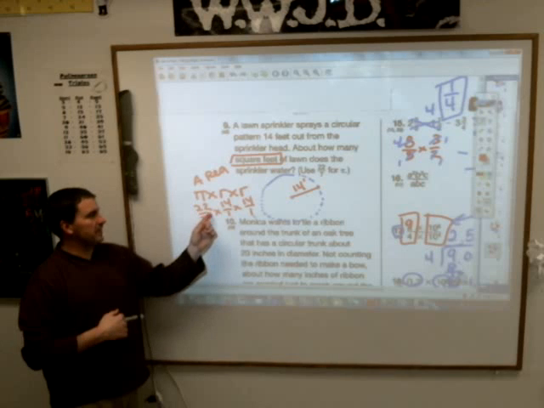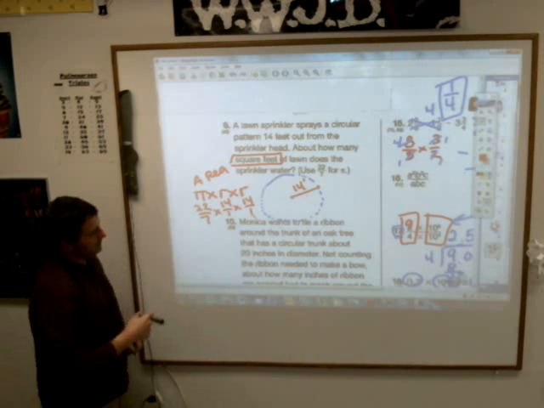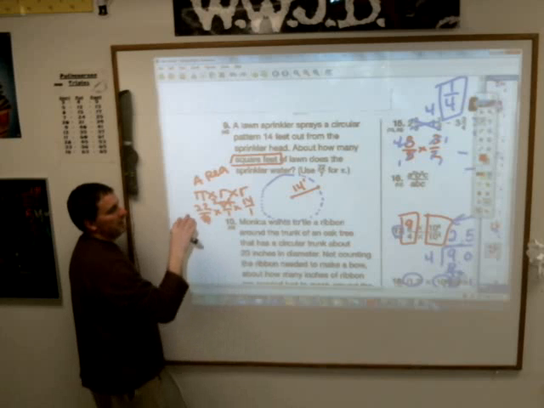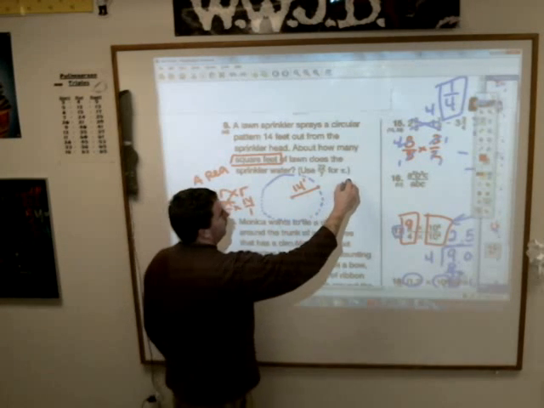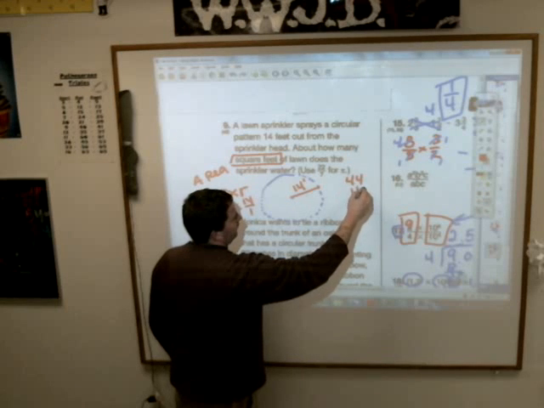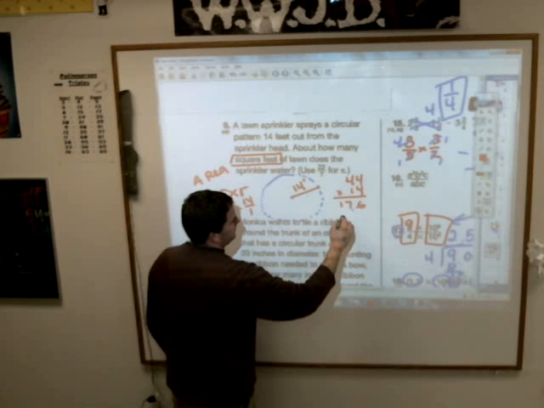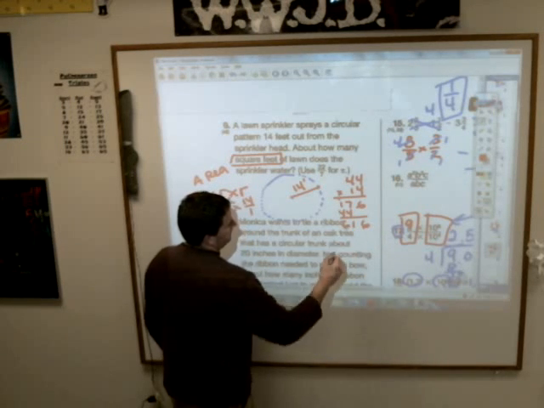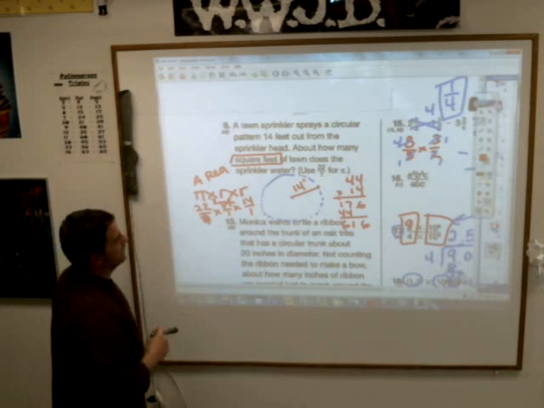I got 22 over 7 times 14 over 1 times 14 over 1. What can I cross off? Yeah, this 7 will cross off with one of these two 14s and get a 2. So when I do my math, I do 22 times 2 times 14, or 22 times 2 is 44 times 14. You get what? 16, 176, and 44 is 616? Did I get that right? Yeah.